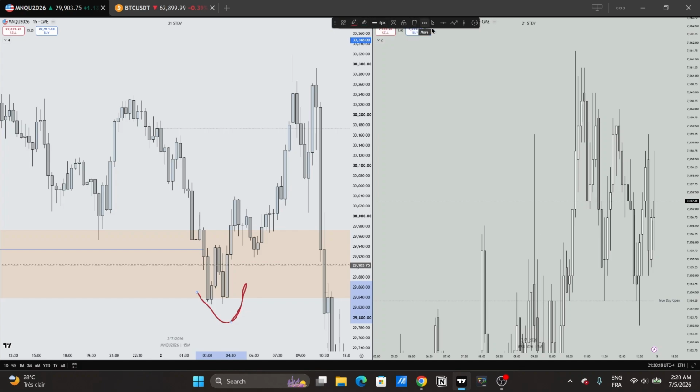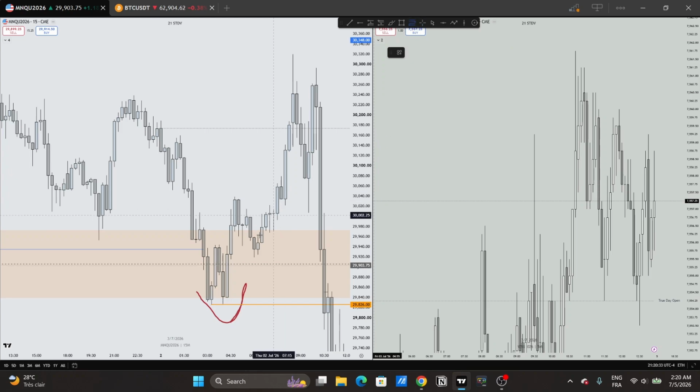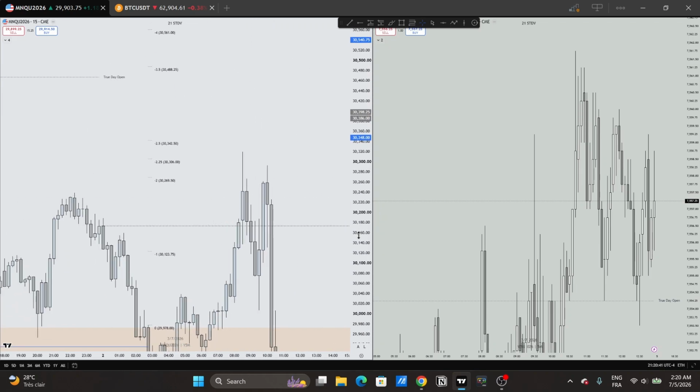So when I wanted to take standard deviations from it, I went to the low. The low was actually this one. You can see here the low. I'll mark it with the orange color. And then I went to catch my standard deviations like I always do. So this was my standard deviations.